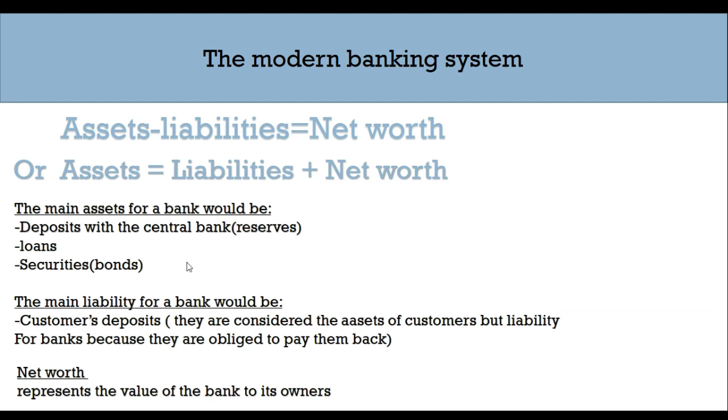Now moving to liabilities, the main liability for a bank would be the customers' deposits. The customers' deposits are considered to be assets for the customers because it's their own money, but they are considered a liability for a bank because the bank is obliged to pay them back. So the bank should pay the customers back their deposits. That's why the customers' deposits are considered to be a liability or an obligation for the bank. And net worth, of course, represents the value of the bank to its owners or stockholders.